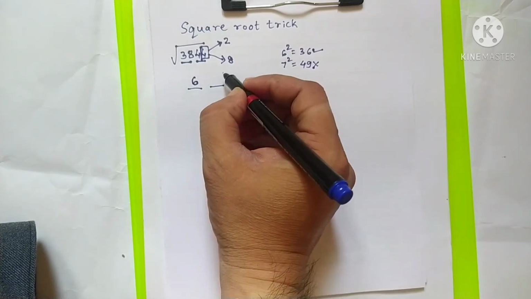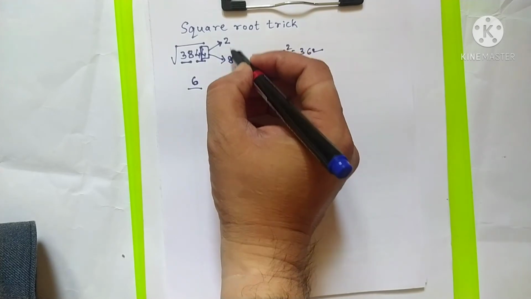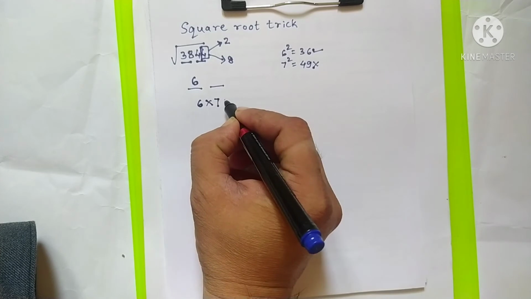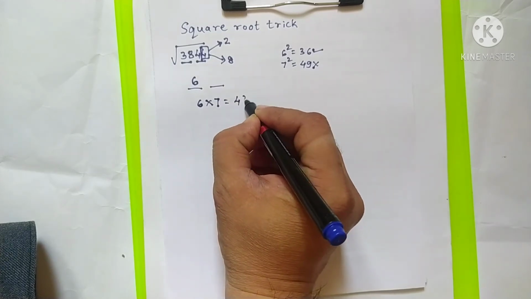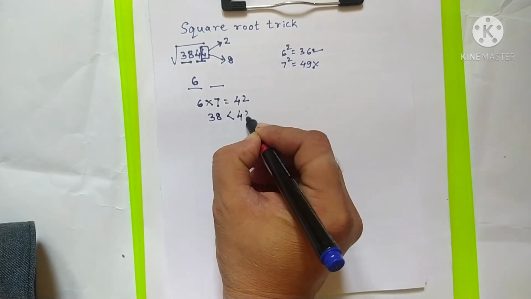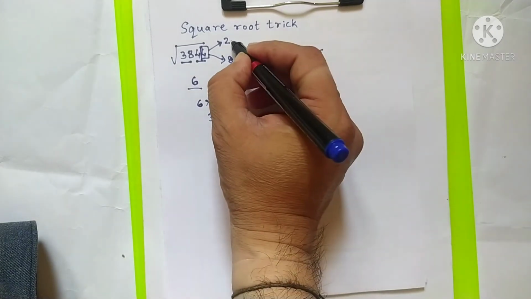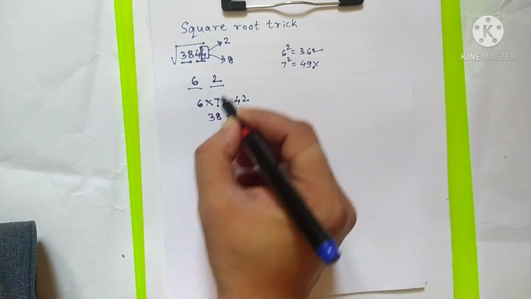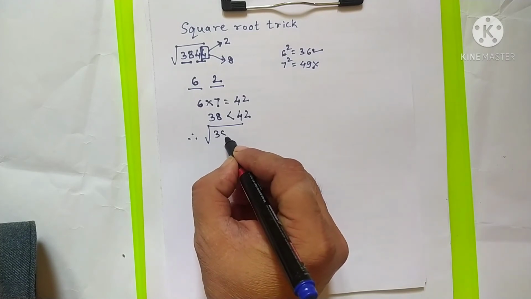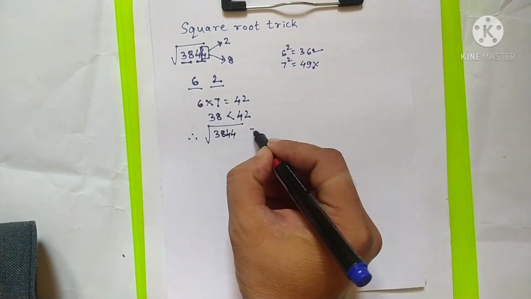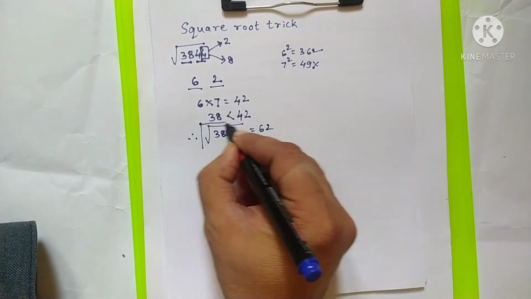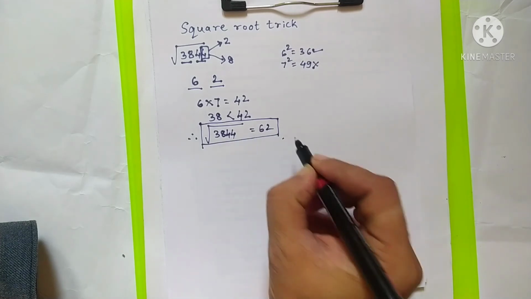And to find out which will come in the units place, either 2 or 8, for that take this 6. Multiply this with its next number 7. 6 times 7 is 42. Now observe 38 is less than 42. So less than means you have to take the lesser number. 2 comes in the unit place. Therefore we say the answer: square root of 3844 is equal to 62. Very easy technique. You have to practice again and again.